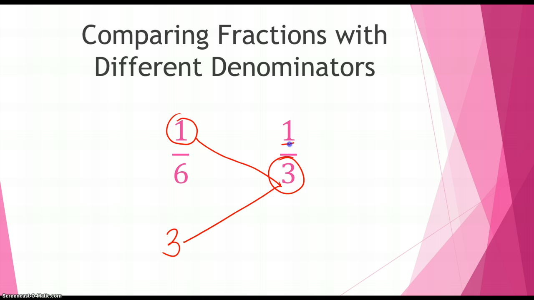We do the same process except the opposite way around. The numerator of my second fraction times the denominator of my first fraction. 1 times 6 is 6. Now I'm looking at these two numbers, 3 and 6. Whichever number is greater, that's the way we write our greater than sign. So 3 is less than 6, or we could say 6 is greater than 3.